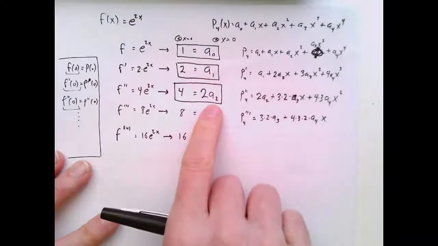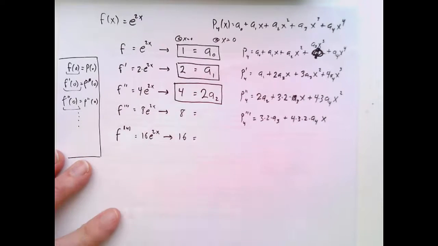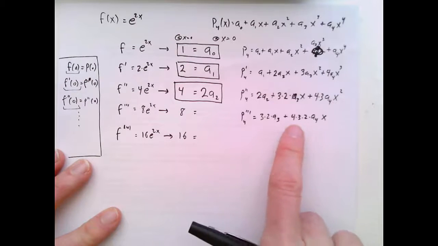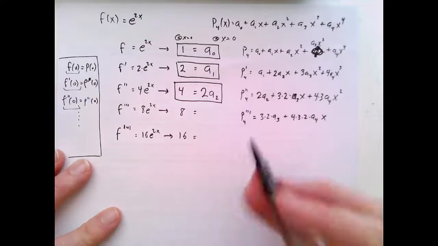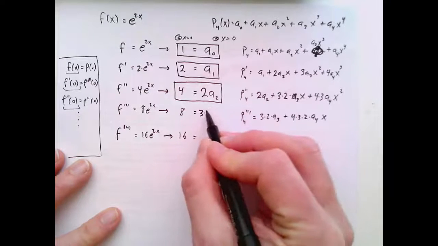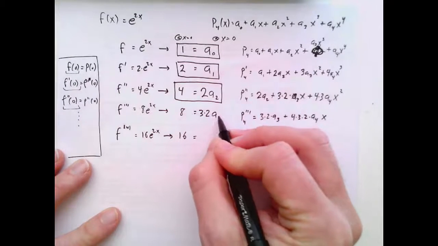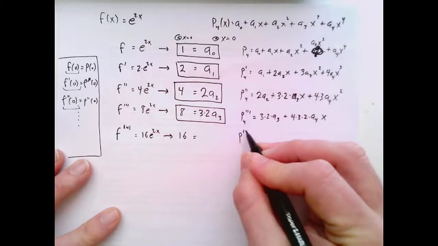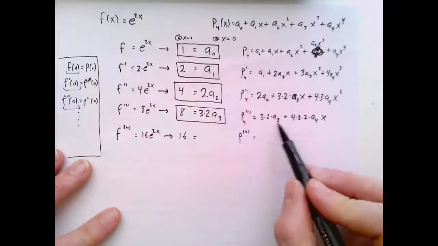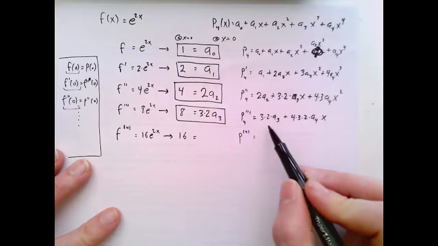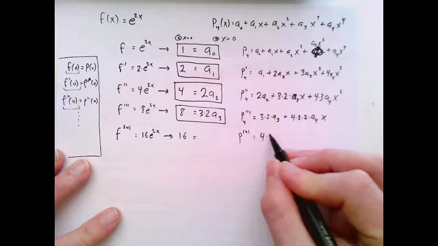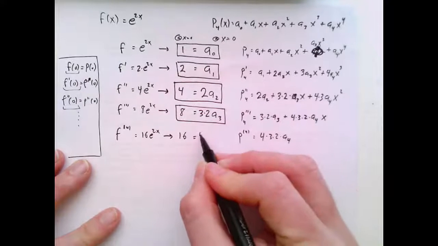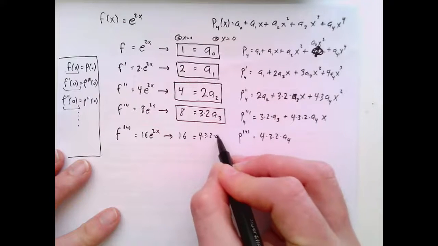So in order to solve for a sub 2, I would just need to divide both sides. All right, third derivative, I plug in 0, that goes away, so this is 3 times 2 a sub 3. And then my last derivative, my fourth derivative, this goes away because it's a constant. So I've got 4 times 3 times 2 a sub 4.